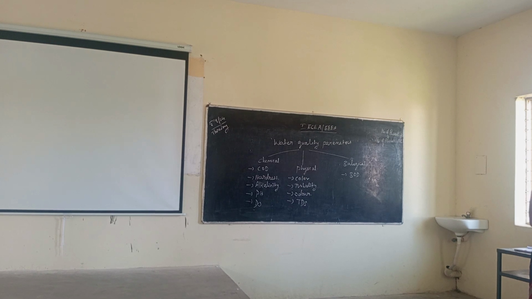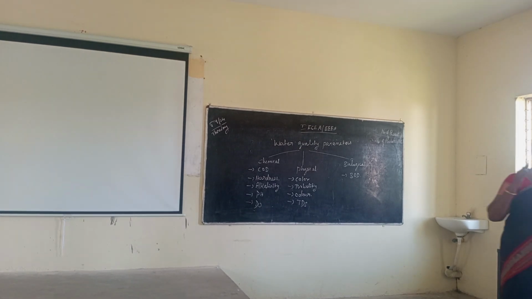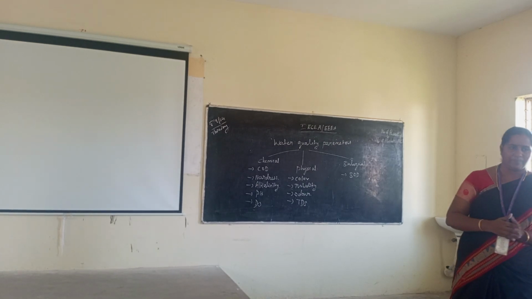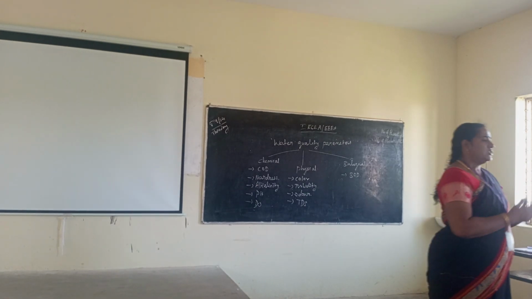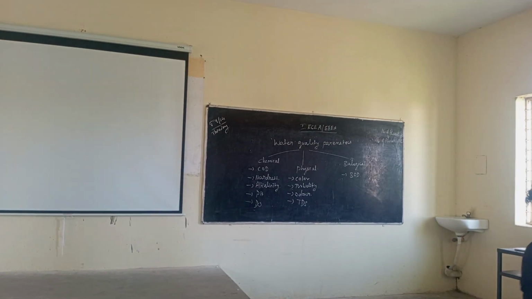All the water quality parameters are measured by ppm. ppm means parts per million. That is called ppm. Okay. So there are various water quality parameters available: chloride, sulfide, hardness, alkalinity, fluoride, acidity.